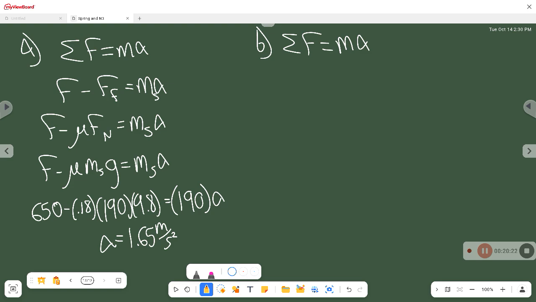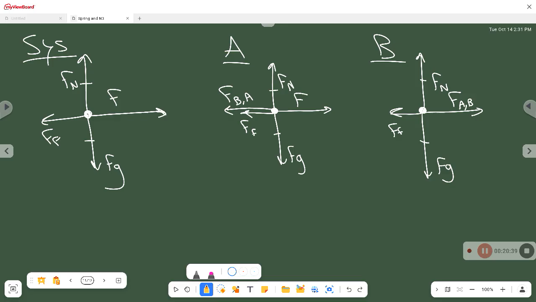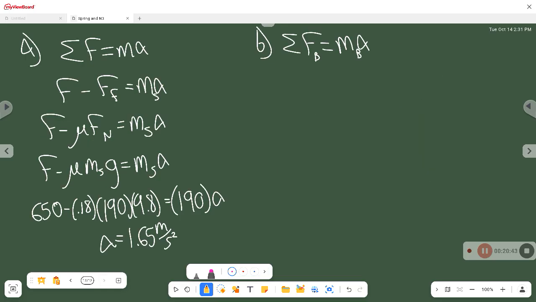for object B. So the net force on object B, the mass of object B. Well, I know the object is in vertical equilibrium, so I'm going to ignore those forces. I know they already cancel out. So I'm just going to focus on the horizontal forces acting on object B. Let's double check here. I have F of A on B and force of friction as my horizontal forces. So a positive F of A on B, a negative force of friction, times the mass of B equals the mass of B times a.